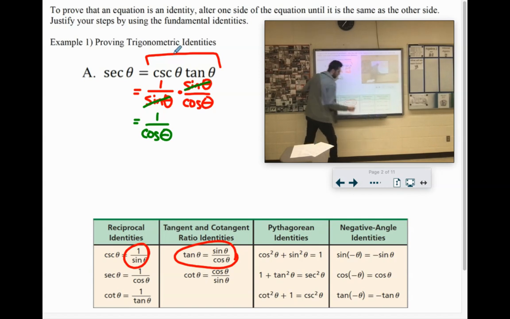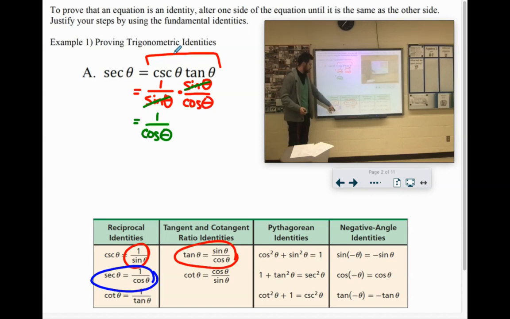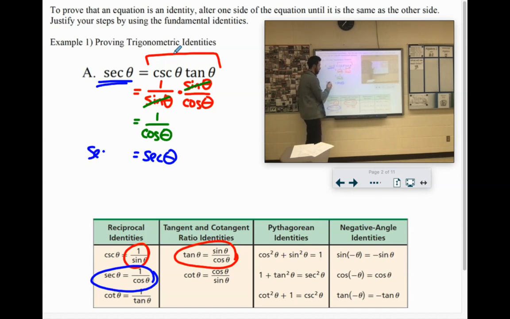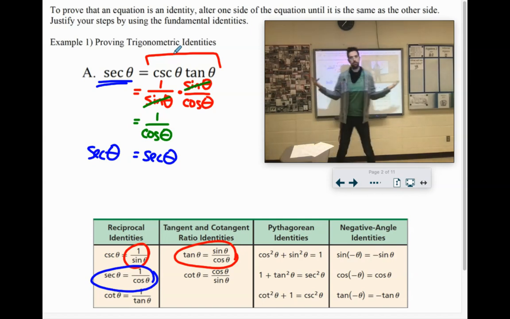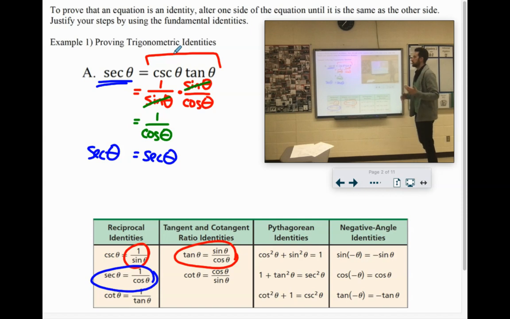And then if you look and you're like, oh, the reciprocal of cosine, where do I have it? Oh, there it is. 1 over the cosine of theta is equal to the secant of theta. So we'll say secant of theta. Oh, well, look at what we had to get. We had to get secant of theta. So we ended up with secant of theta equals the secant of theta. Perfect. We proved it using our other trigonometric identities.